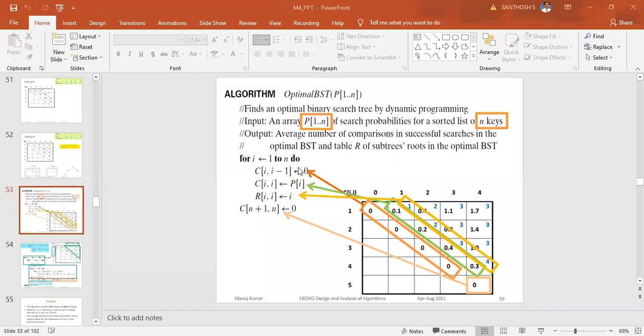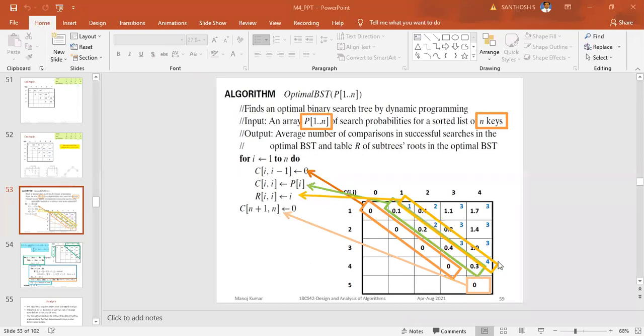For I equals 1 to n, C of I comma I minus 1 is equal to 0. First you put this particular thing, which I have shown with the arrow. So C of I comma I minus 1 is equal to 0. C of I comma I is equal to P of I. P of I is nothing but the probability we have been given for the problem, that is 0.1, 0.2, 0.4, 0.3. R of I comma I is equal to I.